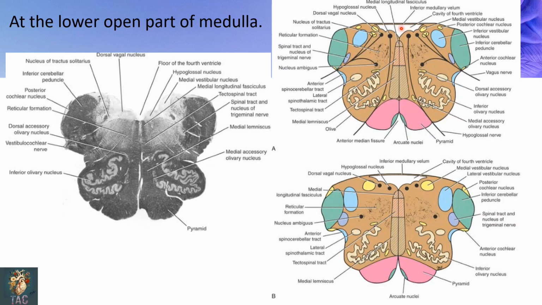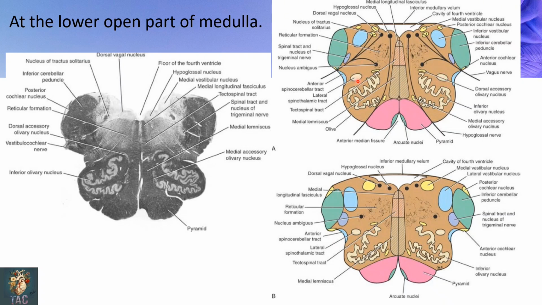So this is the floor of the fourth ventricle. Here you can see the hypoglossal trigone, the vagal trigone, and the vestibular trigone. In this area, these are the different vestibular nuclear complexes which are present over here. This one is the medial, this one in yellow, the smaller one, is the posterior, and this larger one in blue is the inferior vestibular nuclear complex. Also you can see over here the spinal tract and the nucleus of the trigeminal nerve, and this is the lateral spinothalamic tract on both sides.